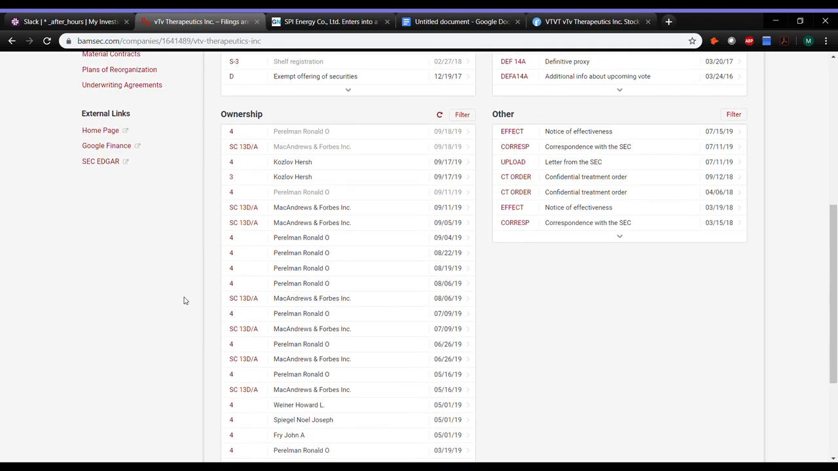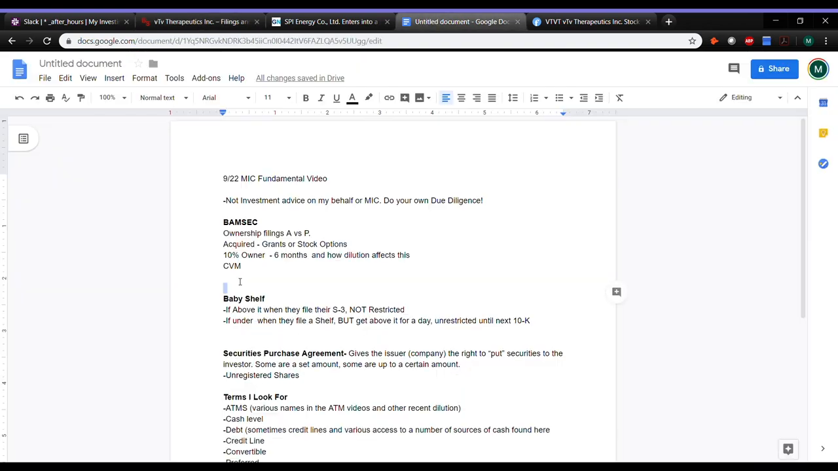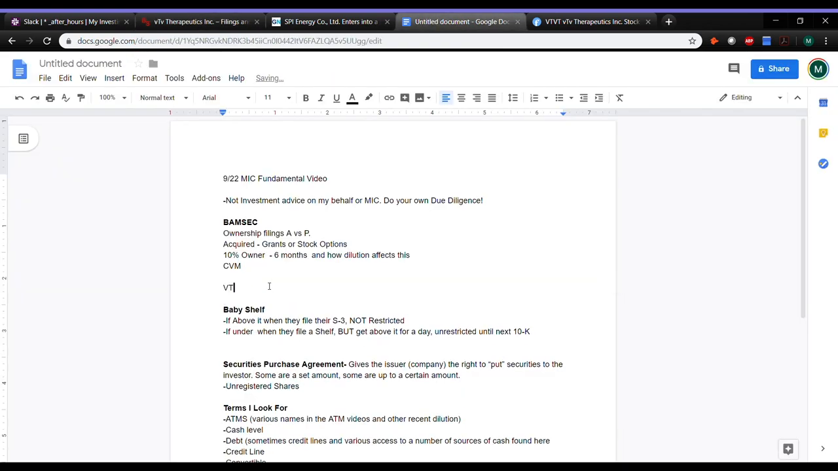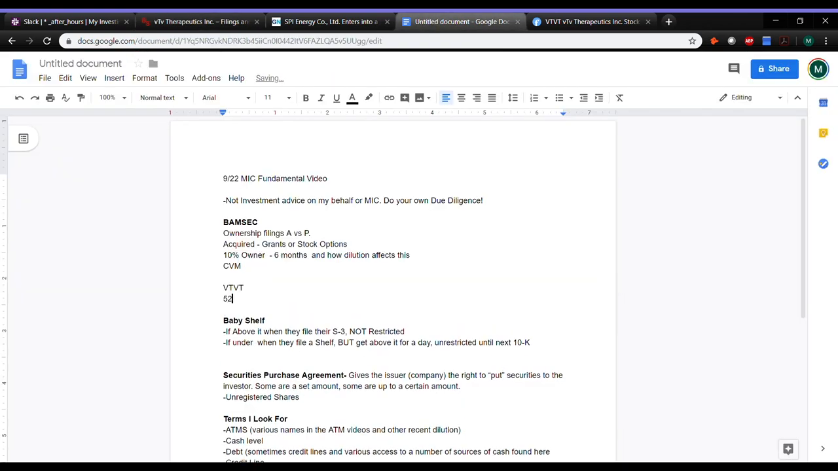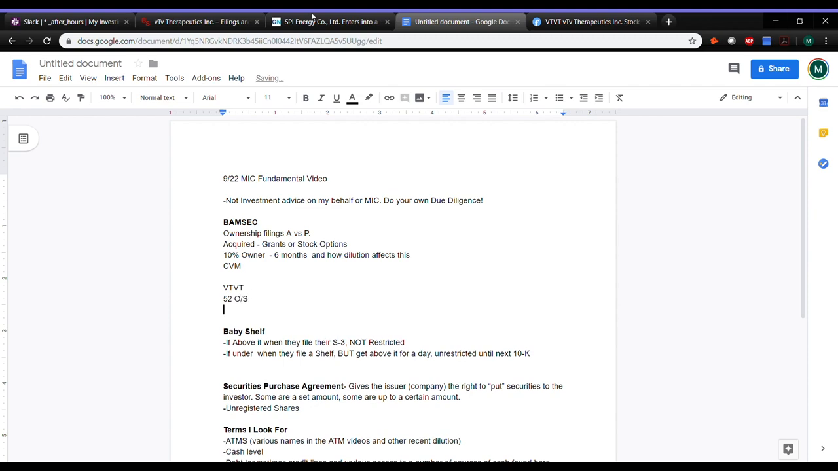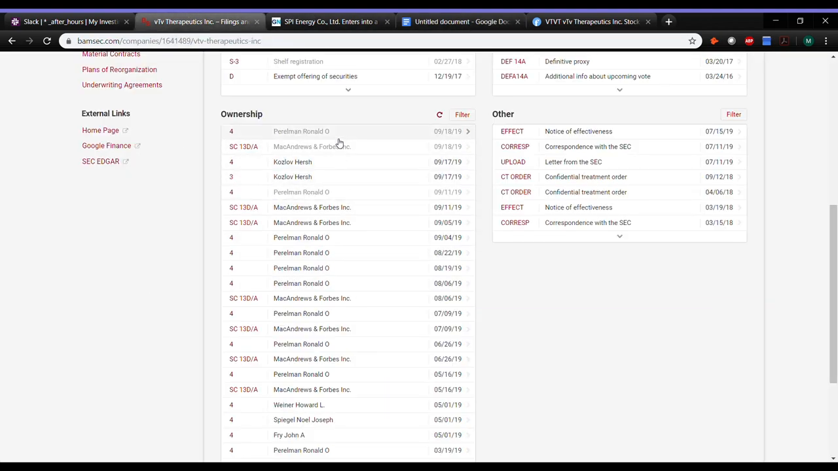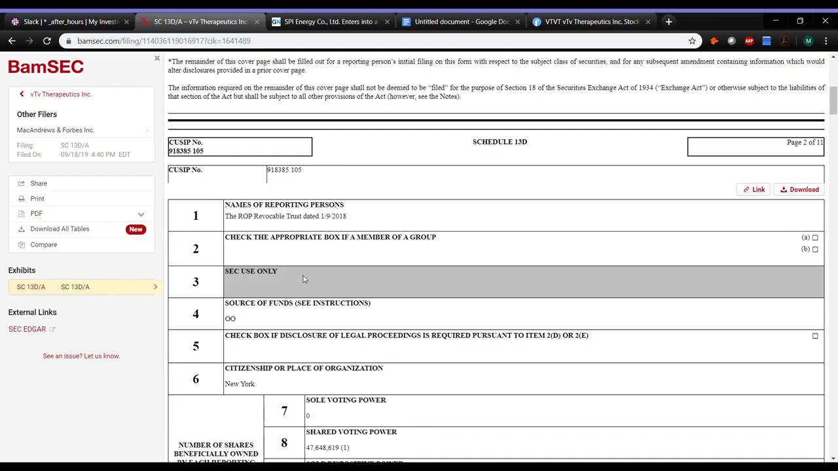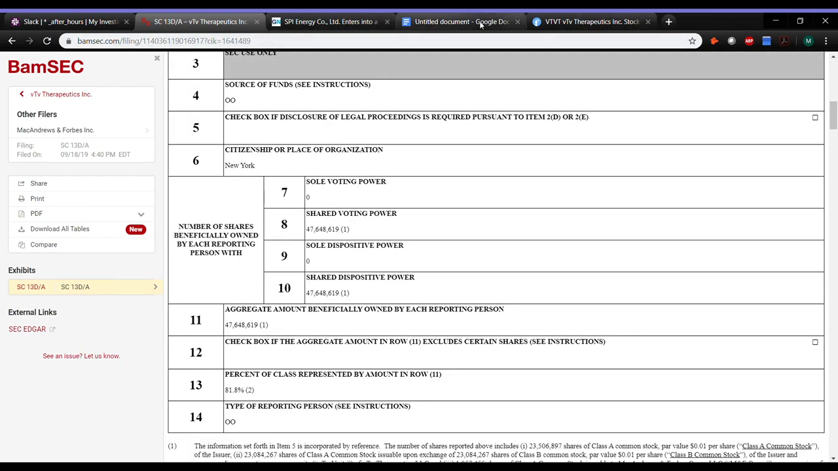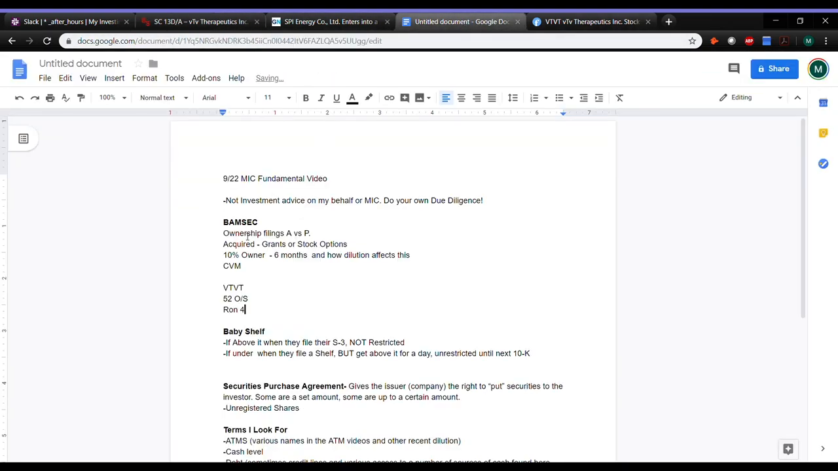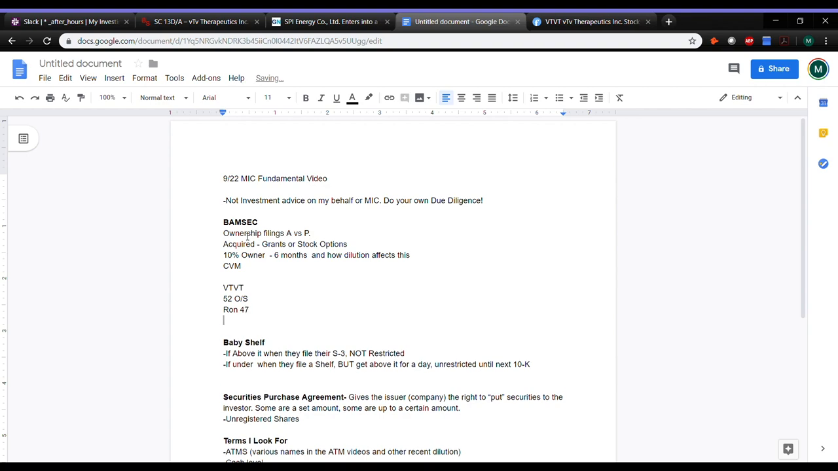But let's go back again. I want to touch on this. So VTVT, let's assume it has 52 million outstanding shares. Ron owns, how much was it, just so I'm right, 47. So he owns 47 million shares. So what does that mean? Really, you could assume that the float's closer to 5 million.